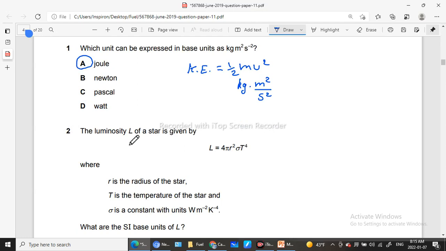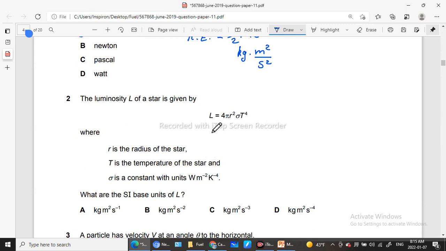Question 2. The luminosity L of a star is given by L equals 4 pi r squared sigma T to the 4, where r is the radius of the star, T is the temperature of the star, and sigma is a constant with units watt, meter to -2, K to -4. K is Kelvin. What are the SI base units for L?